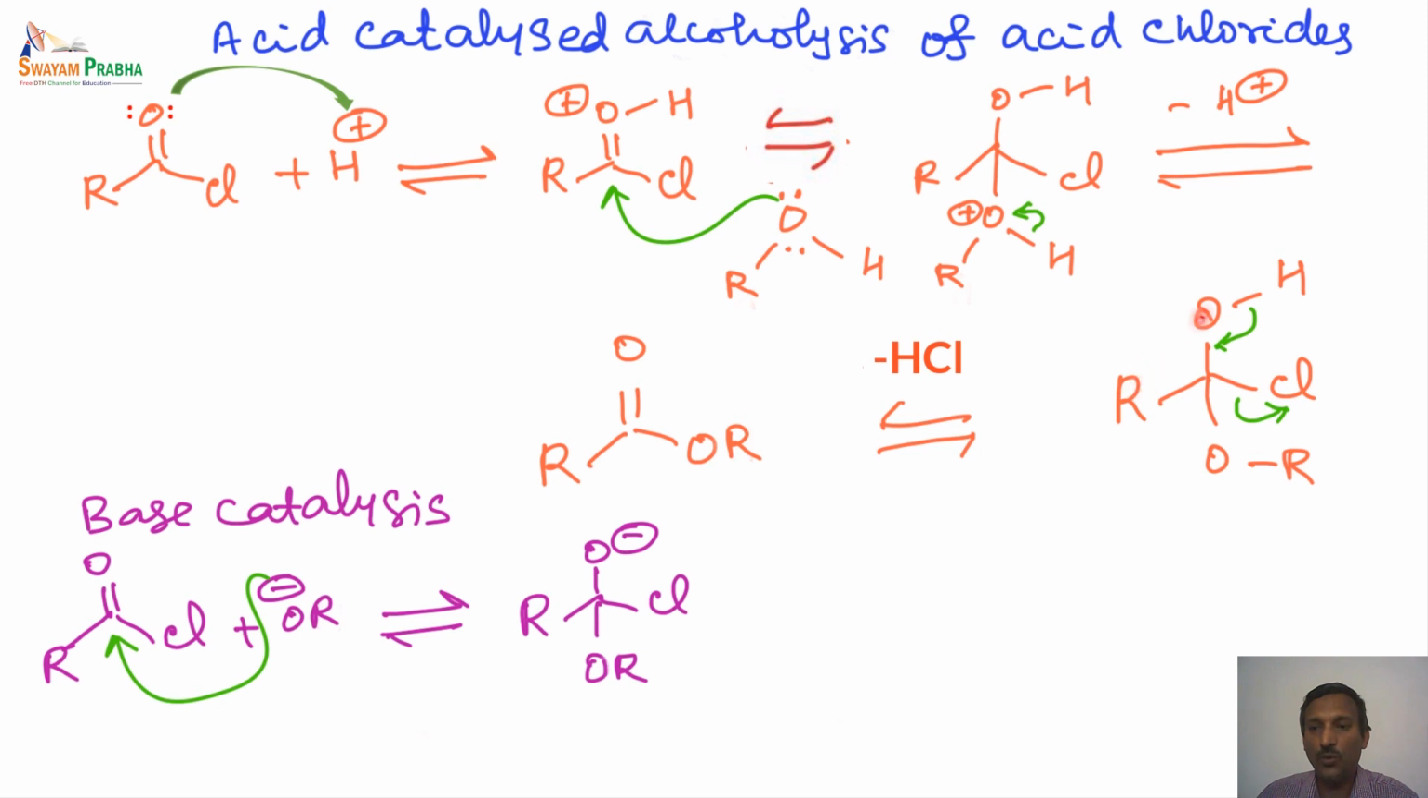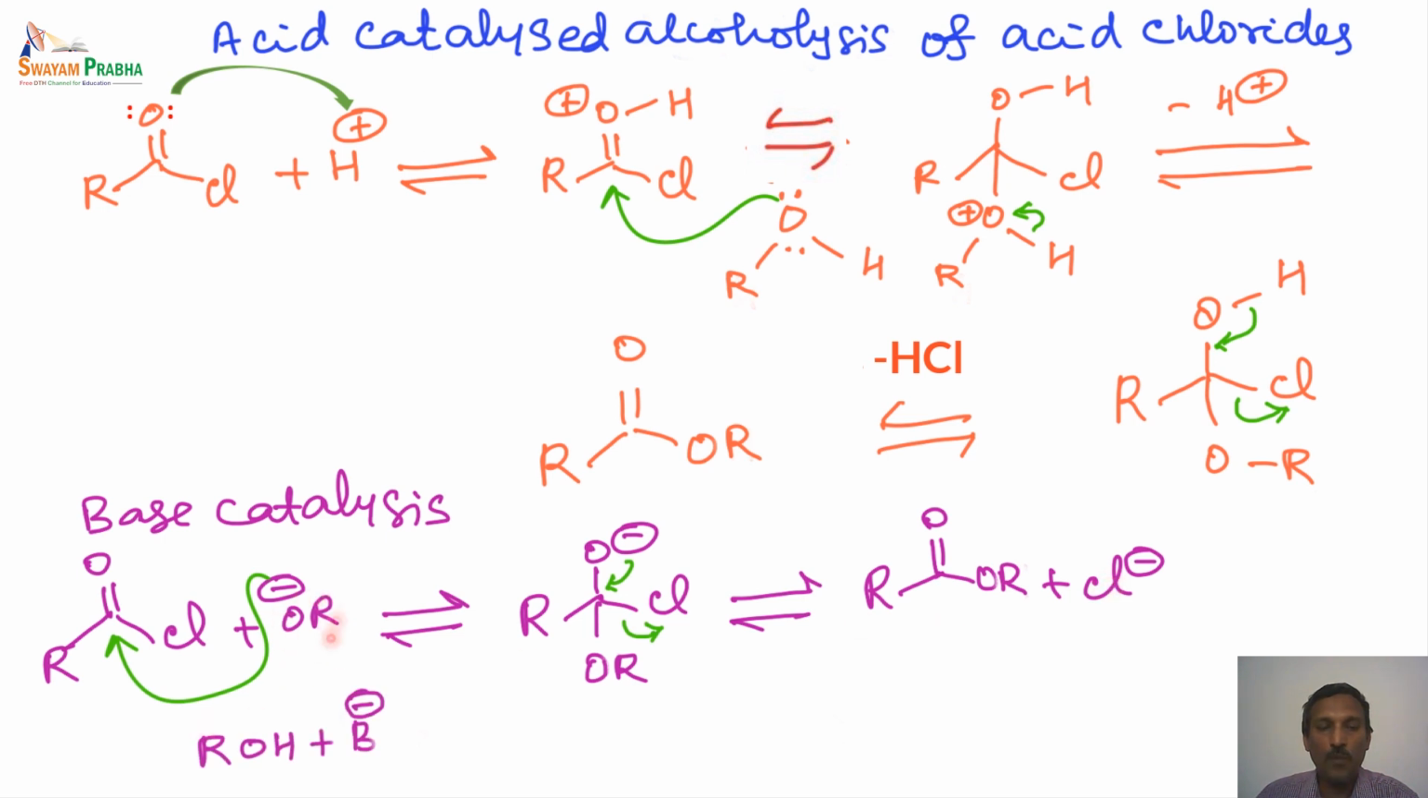This is very similar to an intermediate which we have seen here. This particular carbon is having 3 electronegative units. So one of the units has to be removed. Chlorine being a very good leaving group, the charge reversal leads to the loss of the chlorine atom. So we end up with the corresponding ester as the product, and the Cl minus is removed.